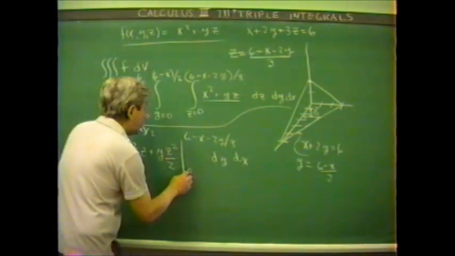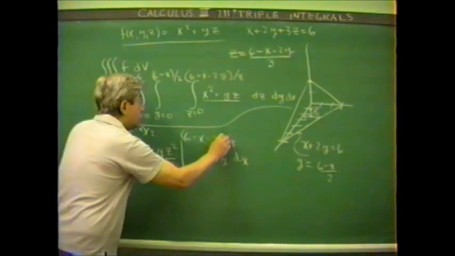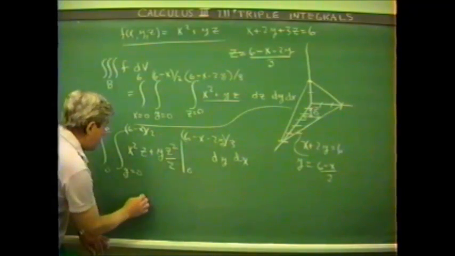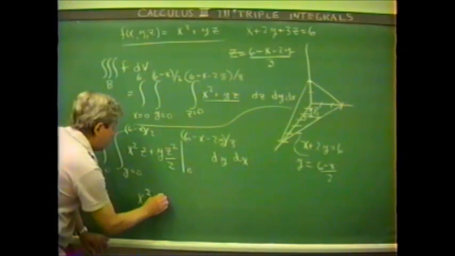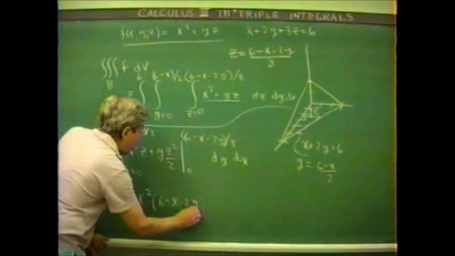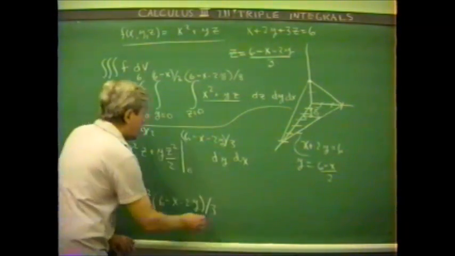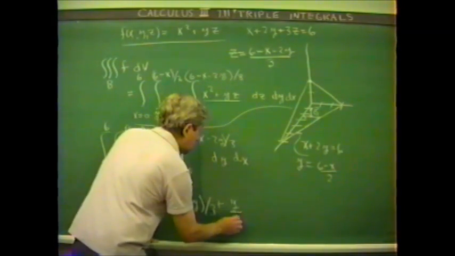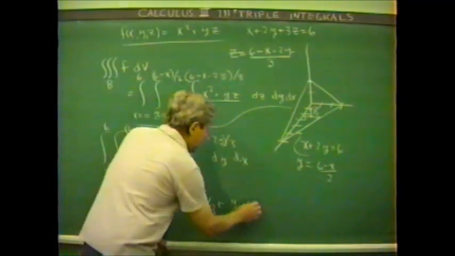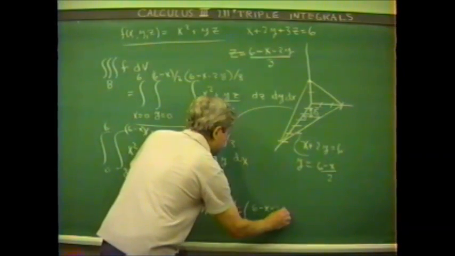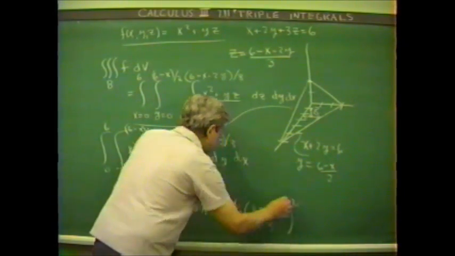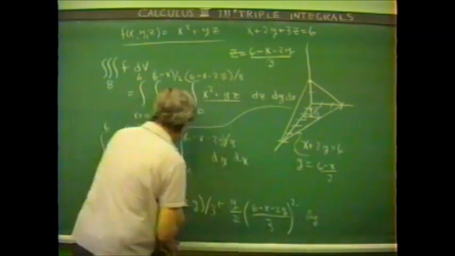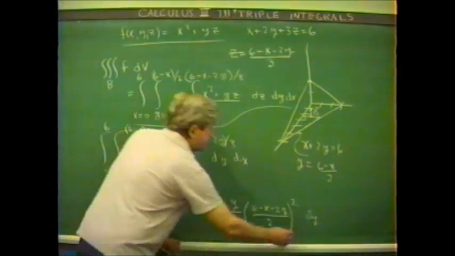Let's evaluate this from z equals 0 to z equals 6 minus x minus 2y over 3. Right? When z is 6 minus x minus 2y over 3, we get x squared times 6 minus x minus 2y over 3, plus y over 2 times 6 minus x minus 2y over 3 quantity squared. We now wish to integrate this with respect to y, and then integrate with respect to x.